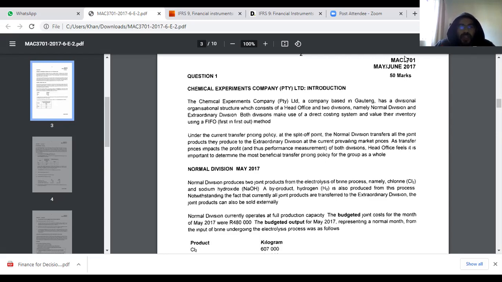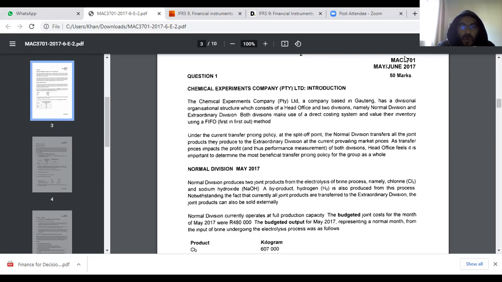What is important to note that the normal division transfers all joint products to the extraordinary division at the current prevailing market prices. Okay. So here we're saying normal division, May 2017. The normal division produces two joint products from the electrolysis of brine process, namely chlorine and sodium hydroxide. A byproduct, hydrogen, is also produced from this process.